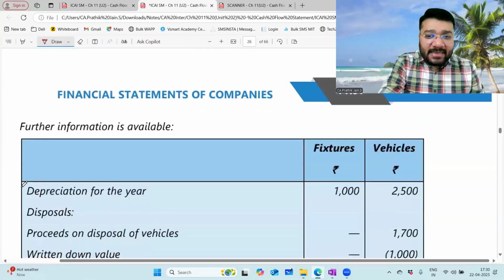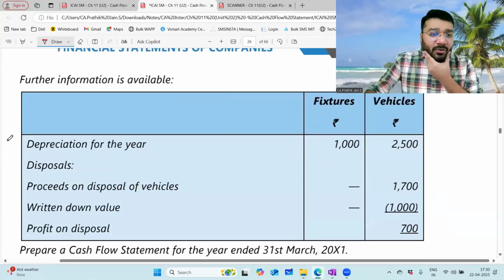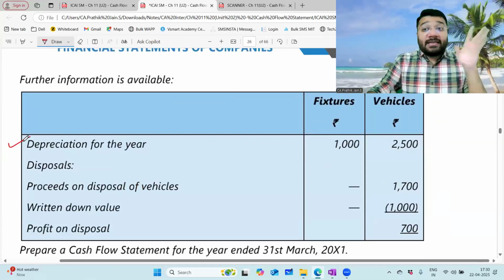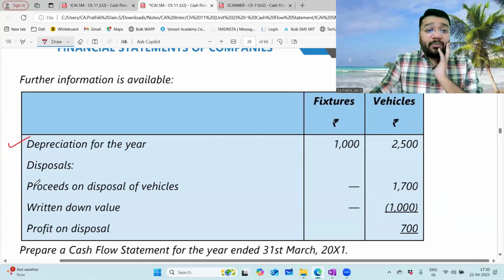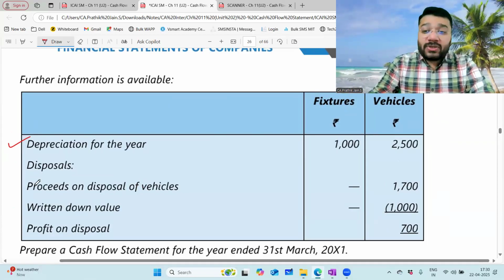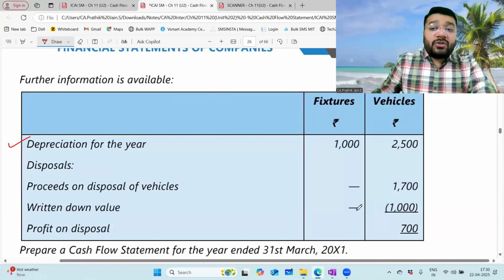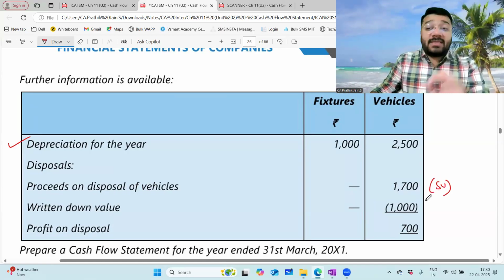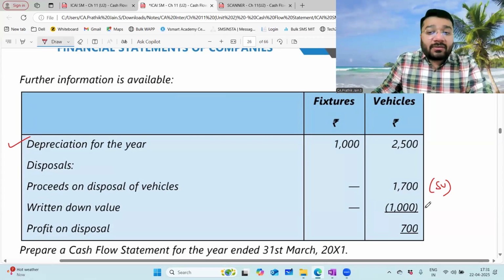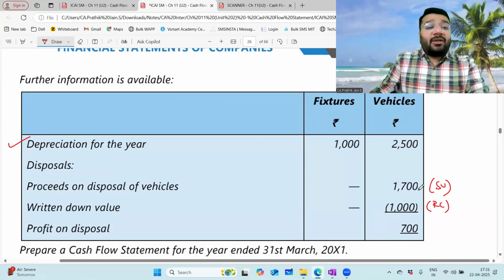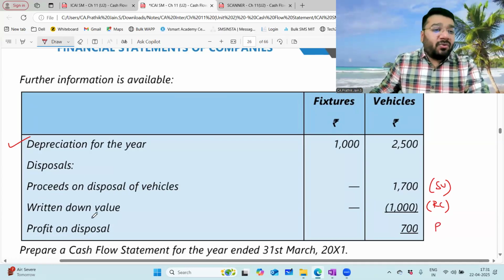What information they have given? Let's have a look at it. They told depreciation for the year is so and so. Oh. Depreciation for the year is given. Disposals. Proceeds on sale of vehicle. Proceeds on disposal of vehicle. Means the vehicle has been sold. And how much money did you fetch? 1,700. So is this 1,700 profit or what is it? So it is sale value. This is sale proceeds. This is sale value. Okay. Written down value is how much? 1,000. So this is, can I say, remaining cost? So 1,700 is sale value. Remaining cost is 1,000. If I minus it, what is the remaining 700? That is profit. Oh, super. So looks like the vehicle has been sold.